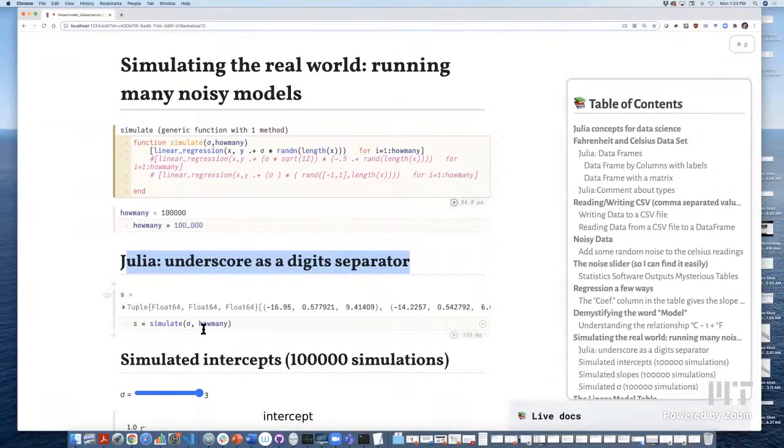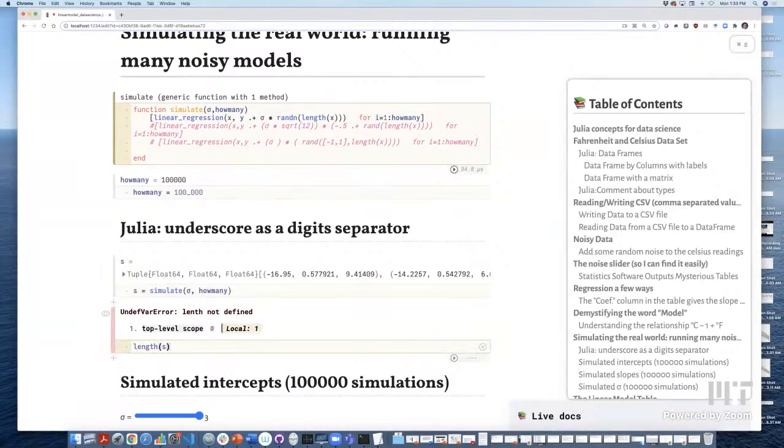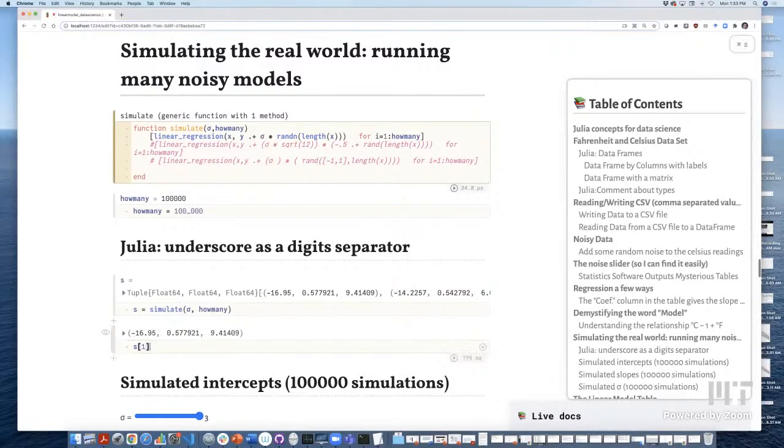Let me do a simulation, all right? Let me remind you that when I do the simulation, I'm going to get 100,000 answers, and let's see what they all look like. Let's grab the first one. The first one is three numbers, okay?